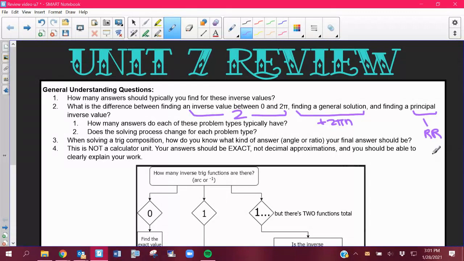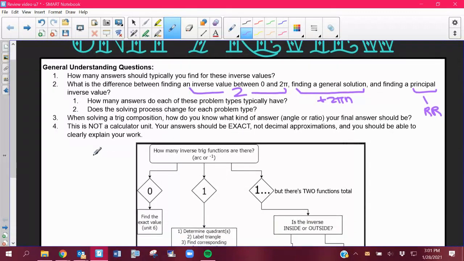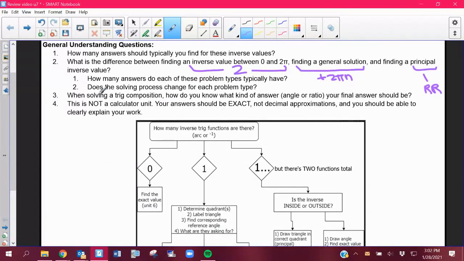Remember that this is not a calculator unit. This isn't one where I've told you to plug this into your calculator and figure out what the answer is. Your answer should be exact. They shouldn't be decimal approximations. They should say things like pi over 6, 2 pi over 3. I don't want to see decimals. I don't care about those decimals.